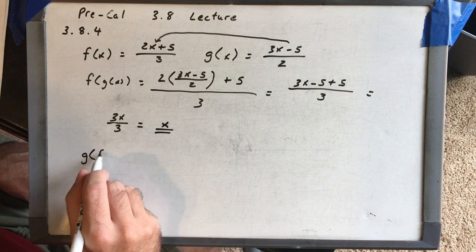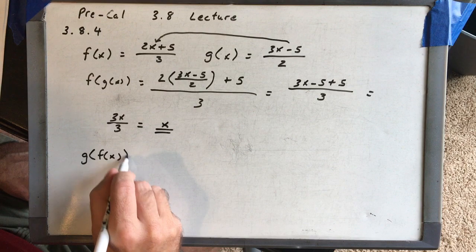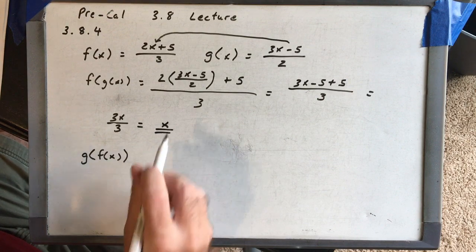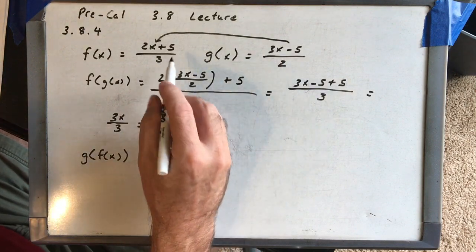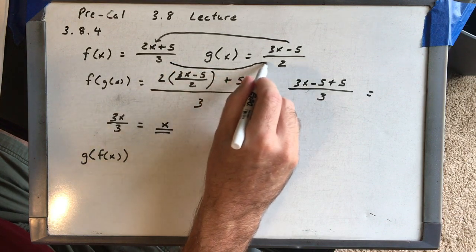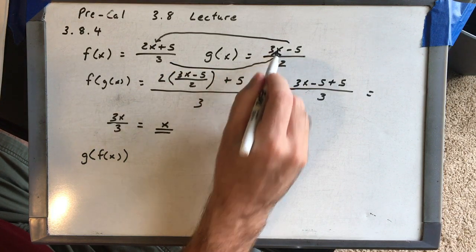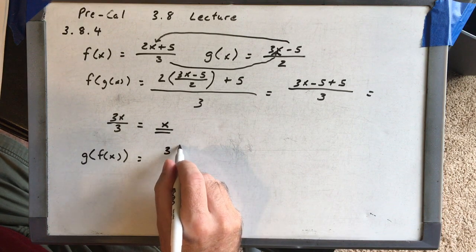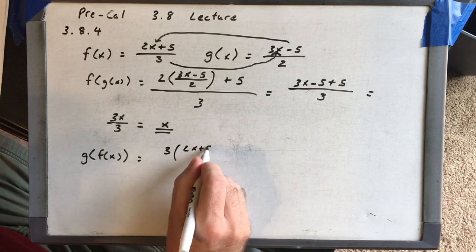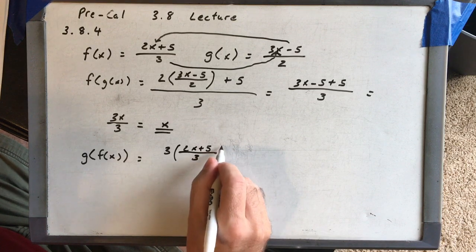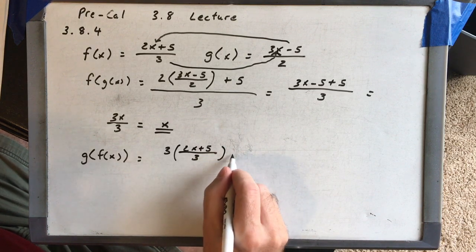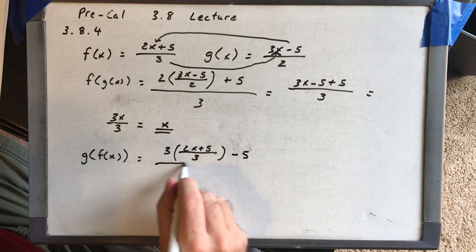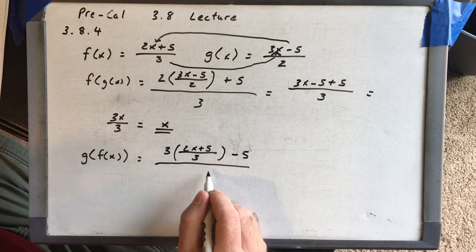How about g of f of x? They both have to work for them to be inverses. So g of f of x, we're going to plug f of x into that x right there. So that's going to be 3 times (2x plus 5) over 3, minus 5, over 2.